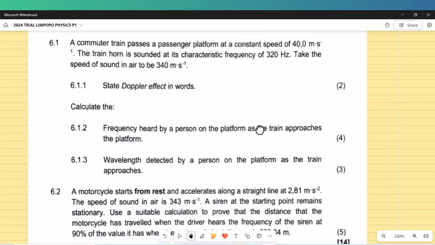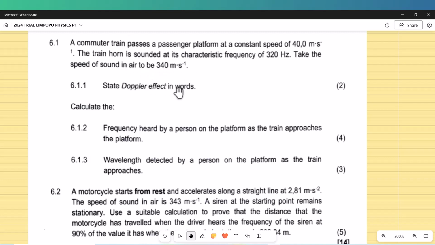Question 6 here. They say that a commuter train passes a passenger platform at a constant speed of 40 meters per second. The train horn is sounded at its characteristic frequency of 320 Hz. Take the speed of sound in air to be 340 meters per second.